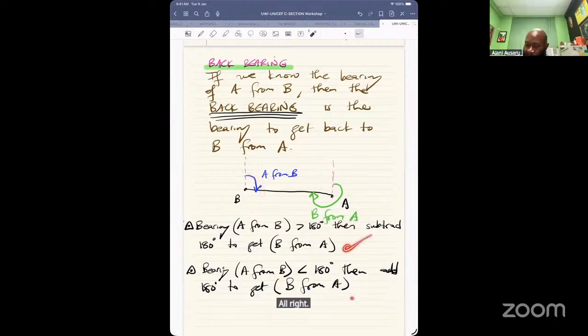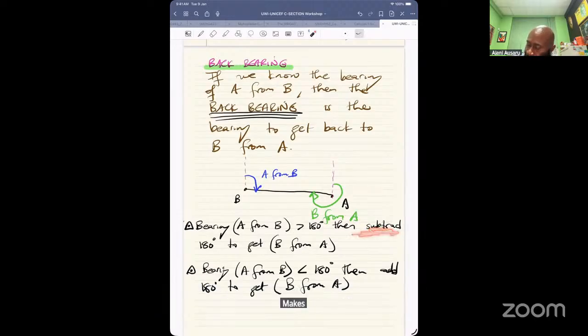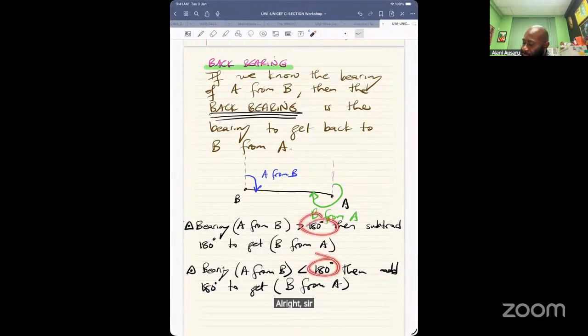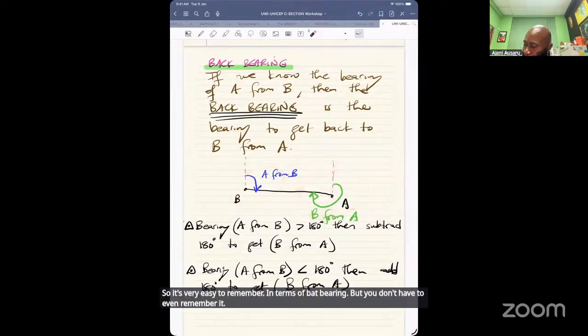All right. So you can remember, this is very easy to remember. Nothing changes. If it is bigger than 180, because it's bigger, think about it, you have extra, so you subtract. Make sense? And if it is smaller than 180, think about it, you need some more, so you add. And all you're adding is a 180 both times. So it's very easy to remember in terms of back bearing. But you don't have to even remember it. You can work it out for yourself, because the picture is right there that we drew, and we just realized that it makes sense. All right?